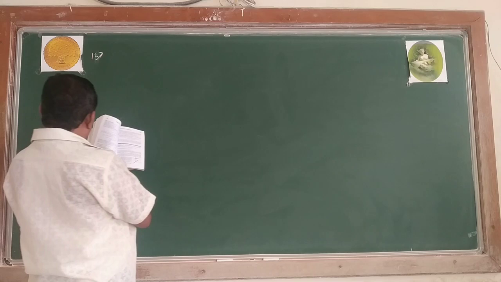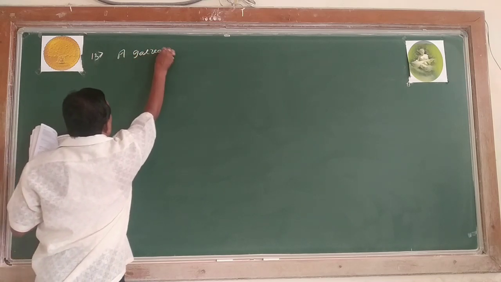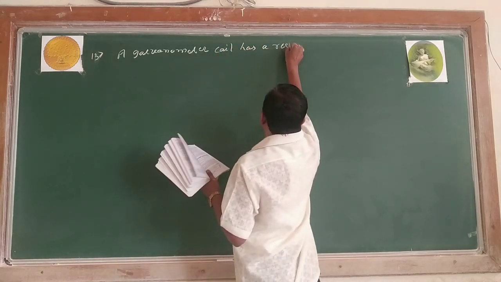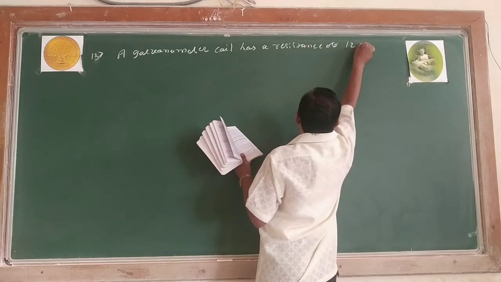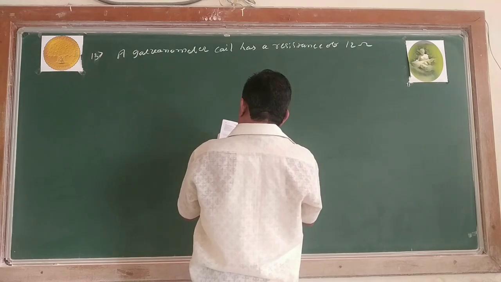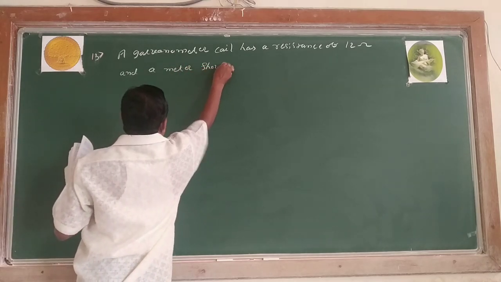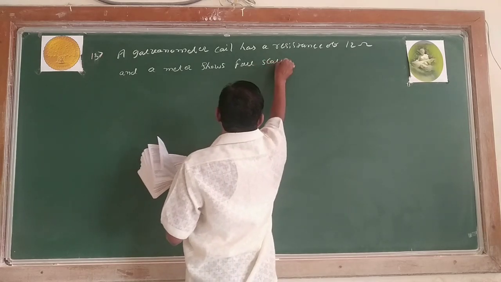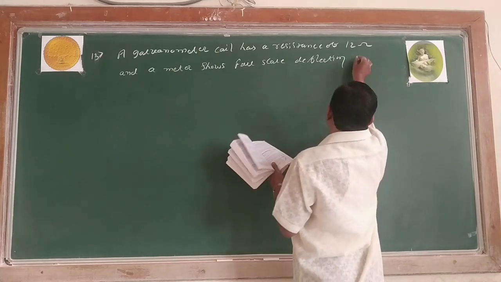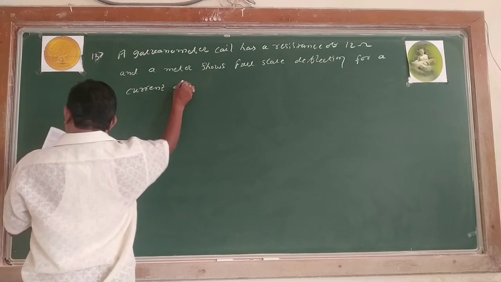A galvanometer coil has a resistance of 12 ohm, and the meter shows full scale deflection for a current of 3 milliampere.